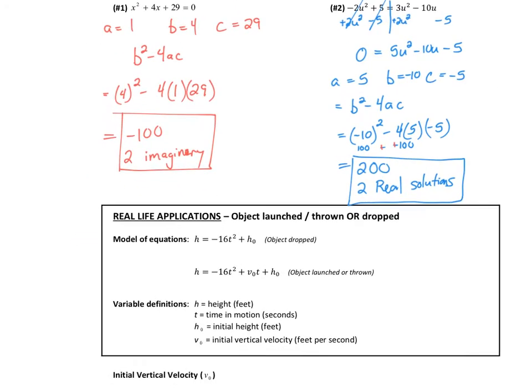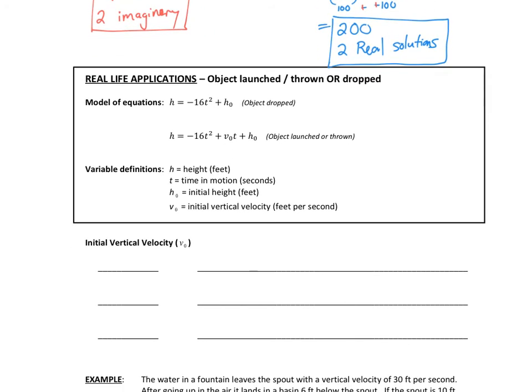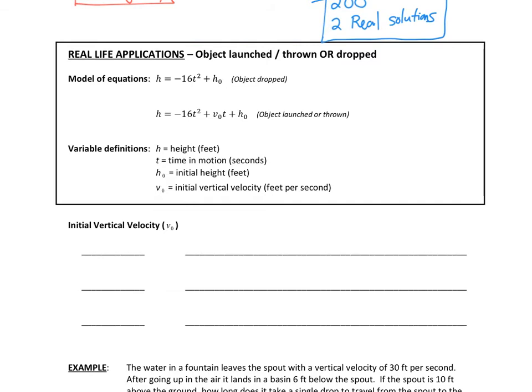And we are going to cover one word problem. So these 2 equations are for when you throw or when you drop an object. Think of like if you throw a ball up in the air to a friend across the room. Object being thrown would be here. Object being dropped would be the equation above that.